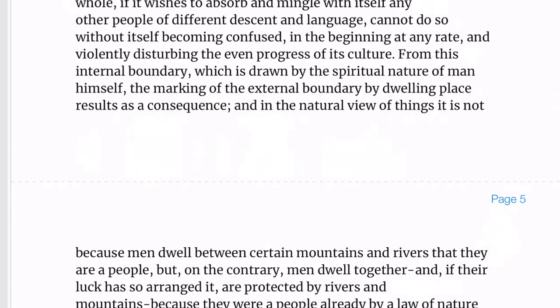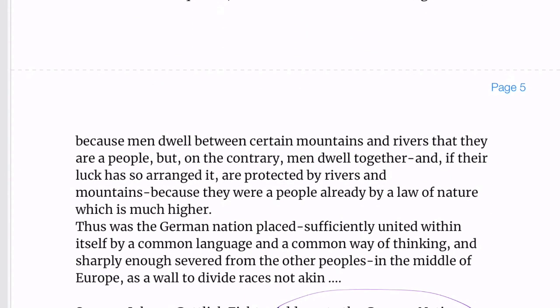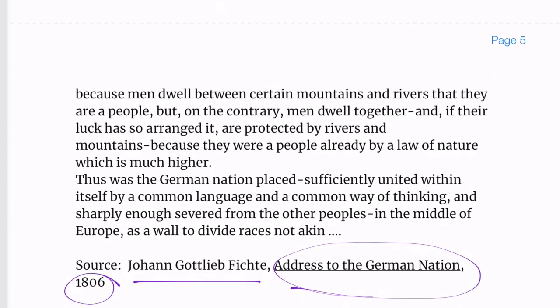So he's saying first it starts with the language and this internal boundary, and then the external boundaries are drawn. And in the natural view of things, it is not because men dwell between certain mountains and rivers that they are a people. But on the contrary, men dwell together, and if their luck has so arranged it, are protected by rivers and mountains, because they were a people already by the law of nature, which is much higher.